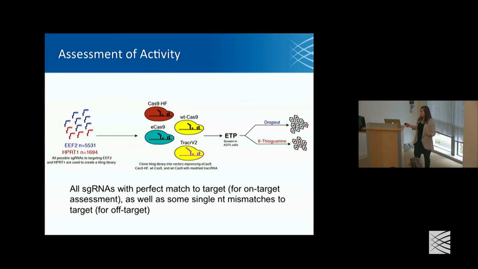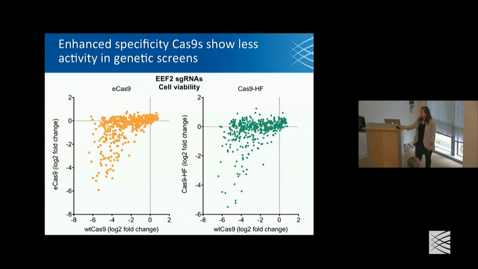In dropout, you would expect cells with EEF2 knockouts to deplete. In your 6-thioguanine arm of your screen, you would expect cells with HPRT1 knocked out to enrich. And we then looked at these results to see how these modified elements do in a screening capacity.